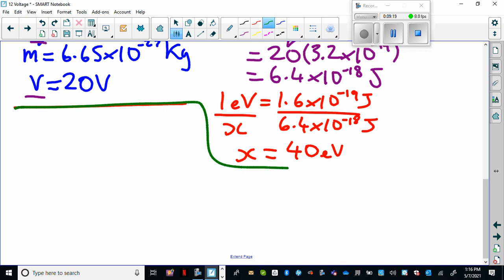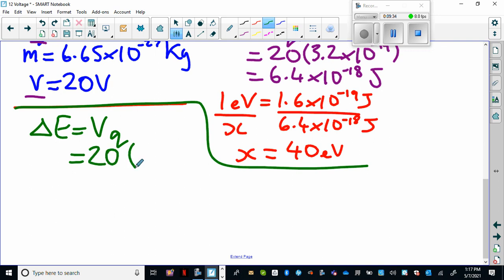You could do it the shortcut way, using the information that we learned. You could say that the voltage is 20, and since an alpha particle has a charge of 2 times the elementary charge, you can just put this as 2. Multiply those 2 numbers together, and you get 40 electron volts. So that's kind of the shortcut.